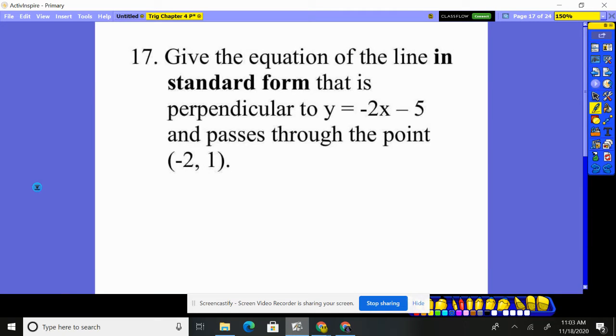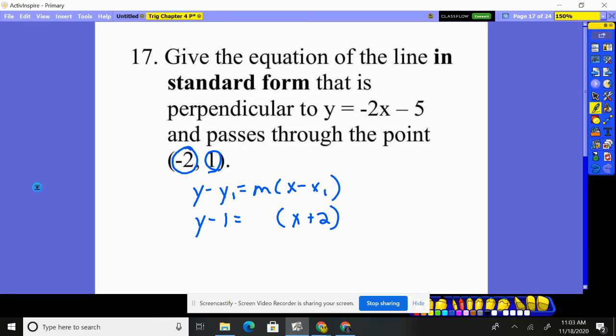17, we need it in standard form. It says give the equation, so we know we're doing y minus y sub 1 equals slope times x minus x sub 1. Always use point slope formula to get equations. It needs to be perpendicular to this line. So the only thing you and I need, we know the y sub 1 is a 1. We don't know the slope yet. The x sub 1 is a -2, which minus a -2 will just change it to +2. I'll save us the time there.